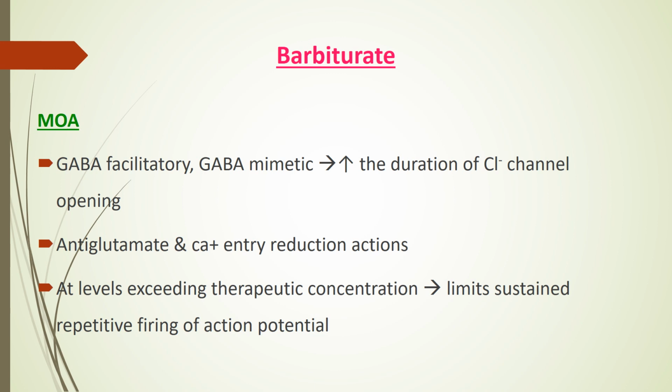Along with that, it is also said to have anti-glutamate activity. Glutamate is the excitatory neurotransmitter. So by inhibiting this excitatory neurotransmitter, the barbiturate group inhibits the excitatory activity in the CNS. GABA is the inhibitory neurotransmitter in the CNS, and barbiturates are also said to have certain inhibitory properties on calcium channels. And at levels exceeding the therapeutic concentration, they limit the sustained firing of repetitive action potentials.